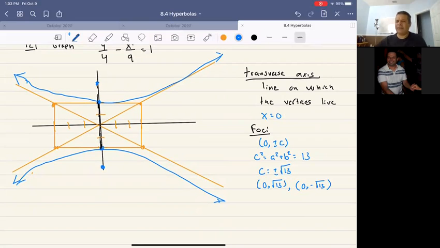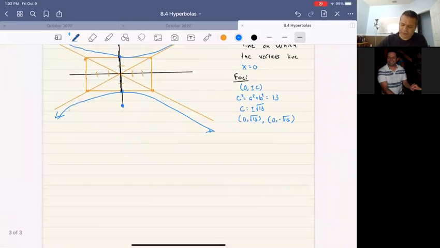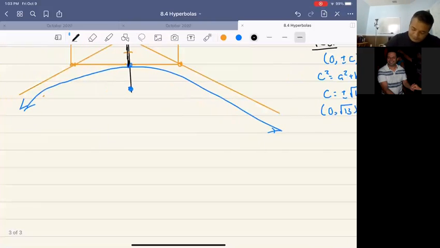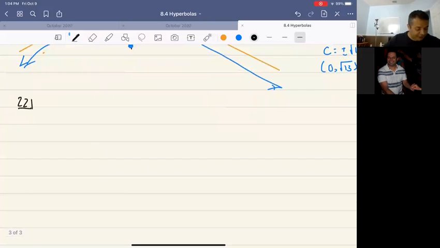Okay, do the same basic thing with the next one. So number 22 gives us 9x squared minus y squared equals 36.